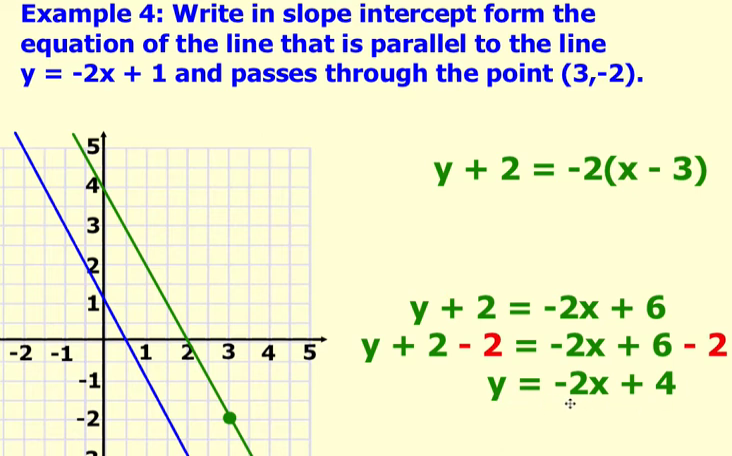This equation is finally in slope-intercept form, and that represents this green line here. This green line is parallel to the blue line, and this green line passes through a specific ordered pair, 3, negative 2. So again, this question was asking for the equation of the green line that will be parallel to the blue one, but it must pass through a specific ordered pair. In this case, it was 3, negative 2.